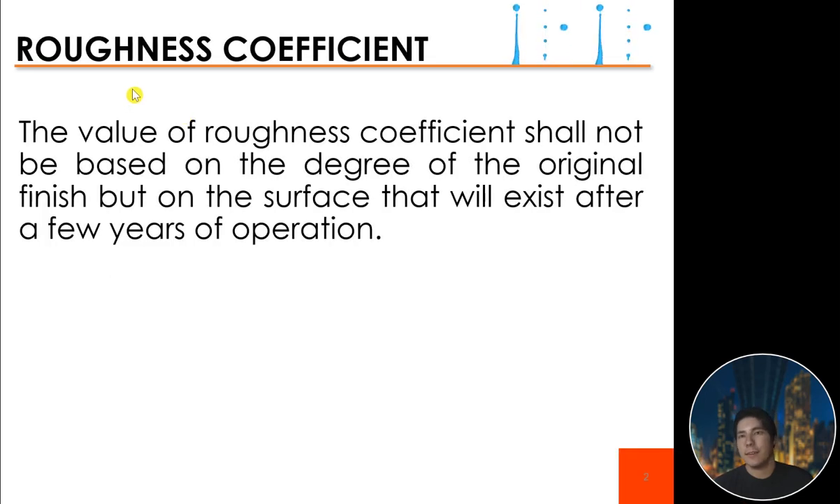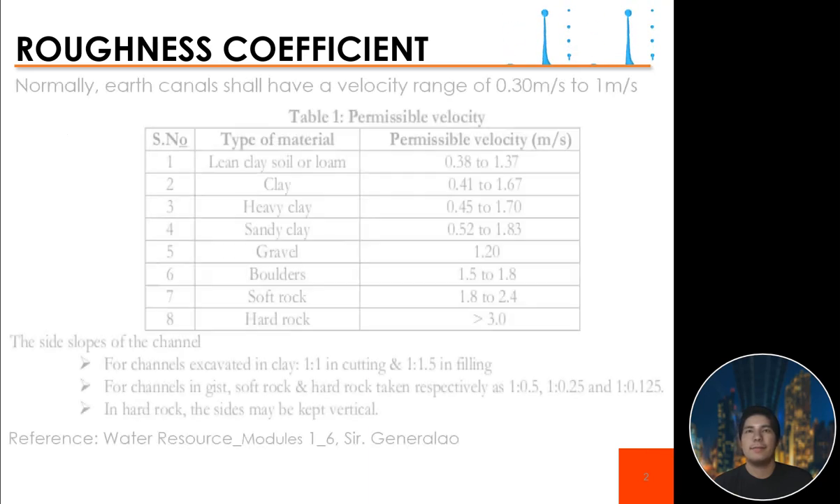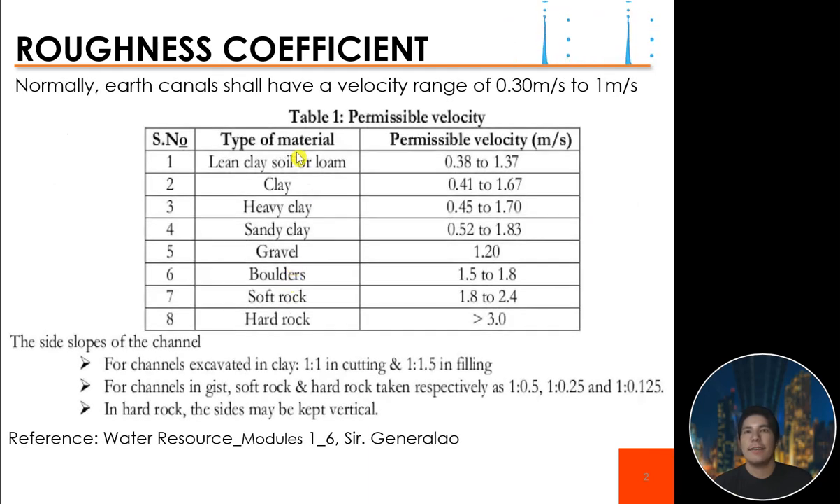Okay, another parameter is the roughness coefficient. The value of the roughness coefficient shall not be based on the degree of the original finish, but on the surface that will exist after a few years of operation. Normally, earth canals shall have a velocity range of 0.3 meter per second to 1 meter per second. So ito yung permissible velocity, again, depending on the type of material.